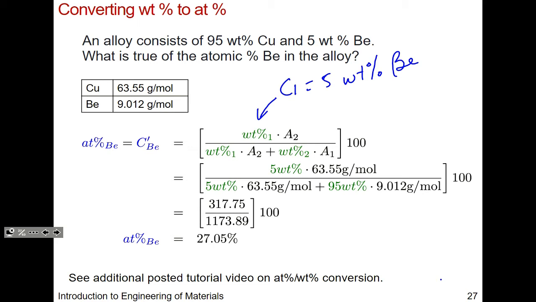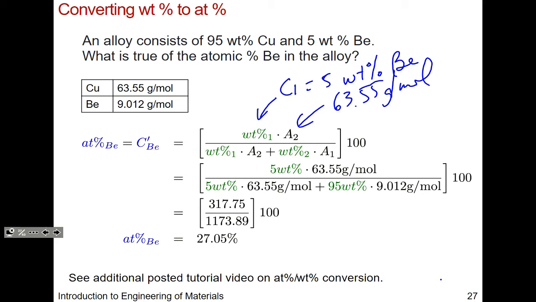So then if we say C1 is 5 weight% beryllium, we also are given its molar mass here. A2 is the molar mass of copper. So we're given that, 63.55 grams per mole. And so when you put in the numbers and you calculate it, you get something on the order of, let's say, 27 atomic percent. So you can see that the beryllium weight% is only 5, but the atomic percent is significantly higher than that. Right?